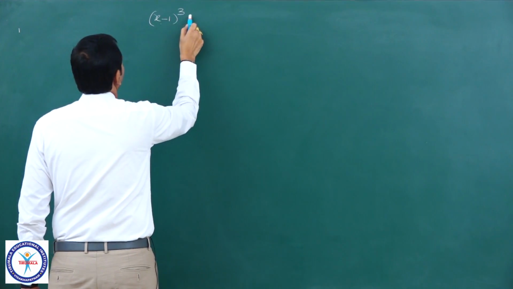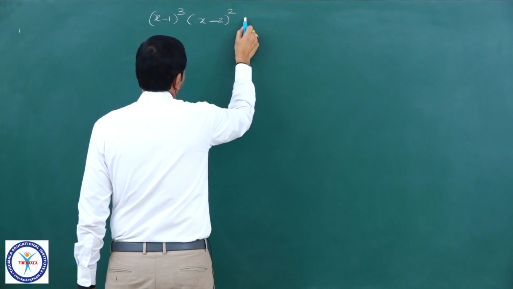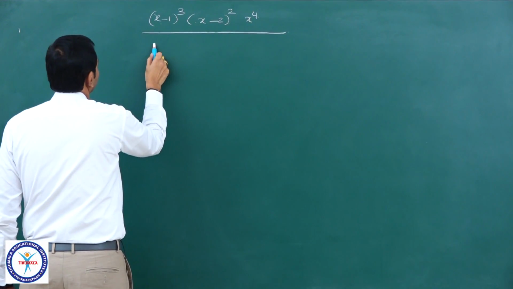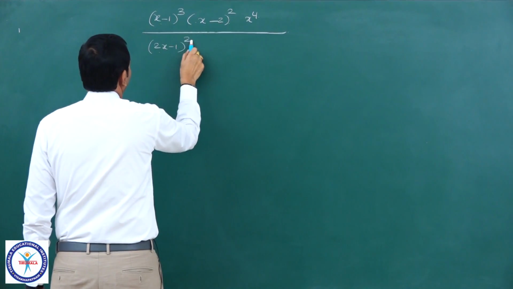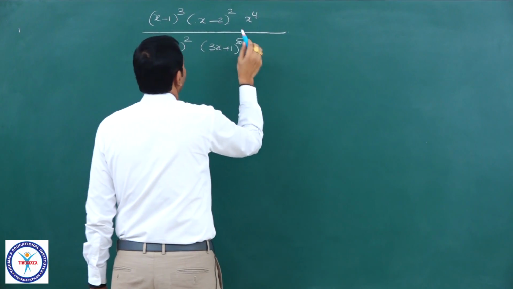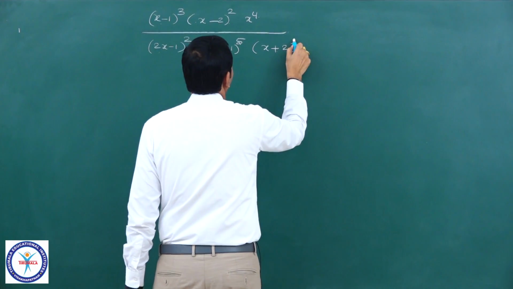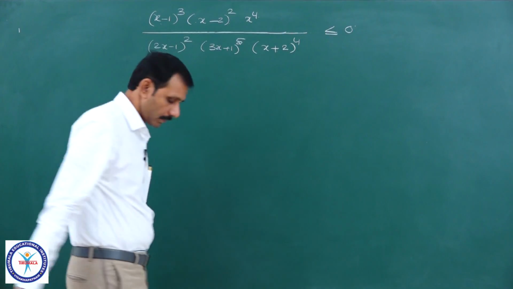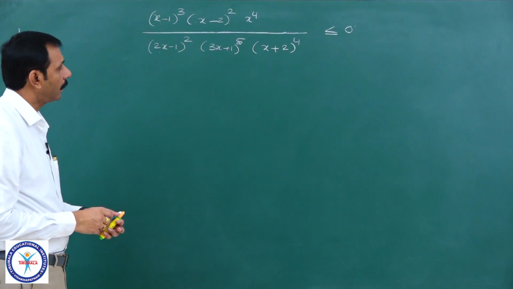(x minus 1) whole cube, (x minus 2) whole square, x power 4, by (2x minus 1) whole power 2, (3x plus 1) whole power 5 into (x plus 2) whole power 4, less than or equal to 0. That is, we are doing a next level problem. Right, numerator and denominator are all there.